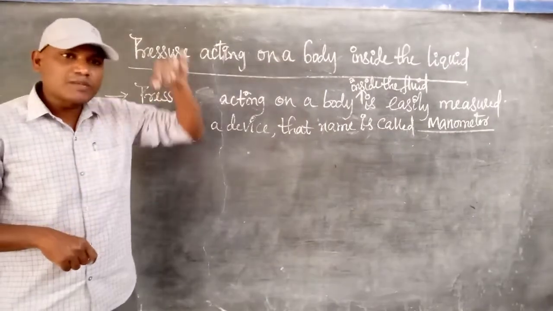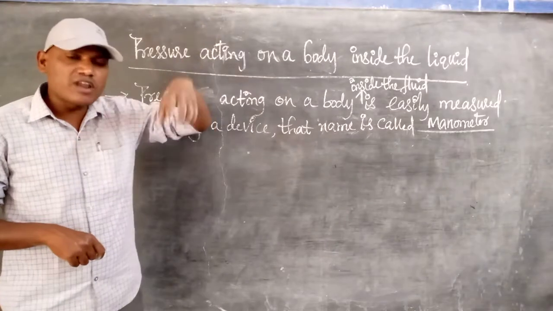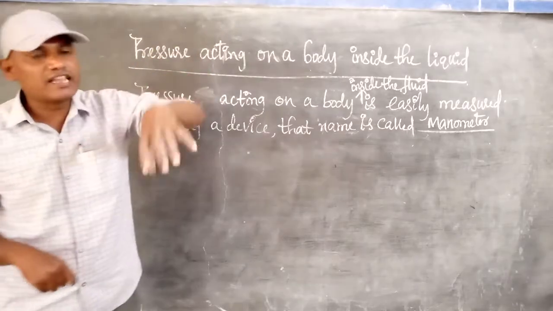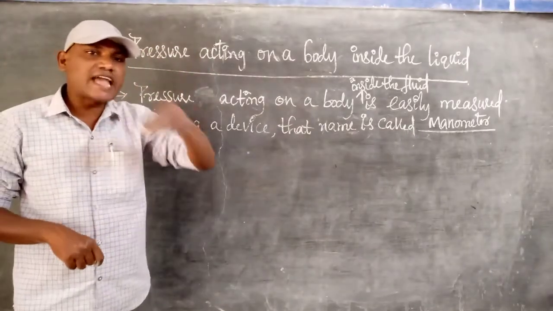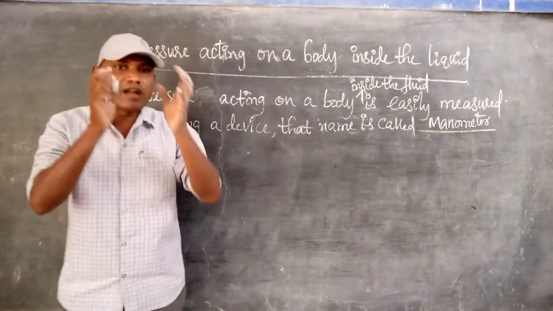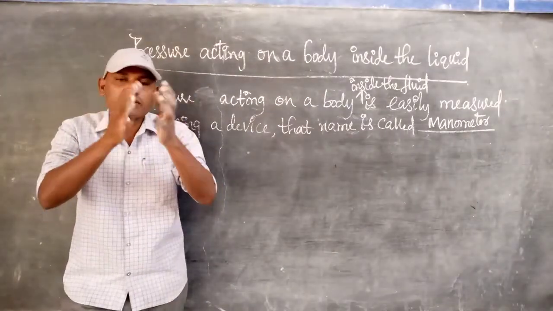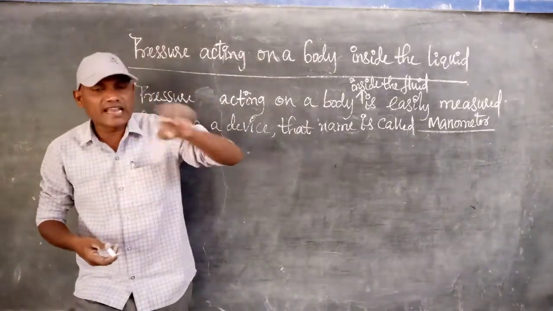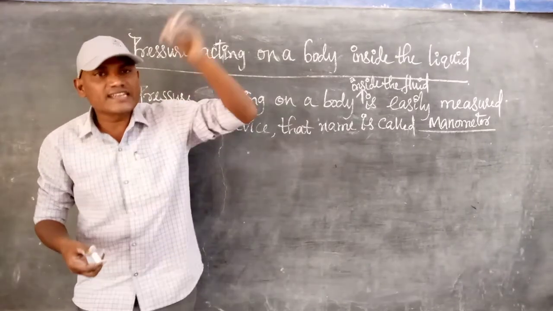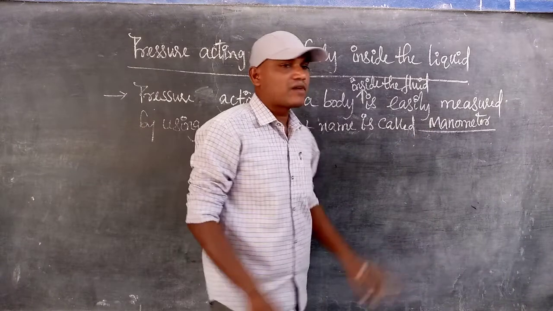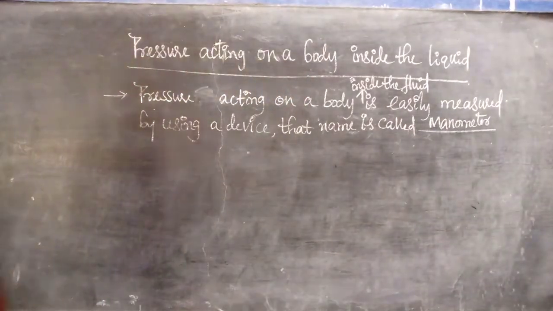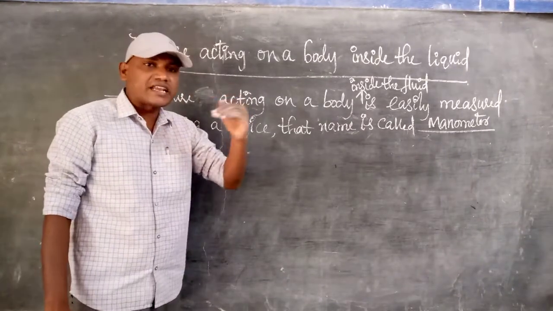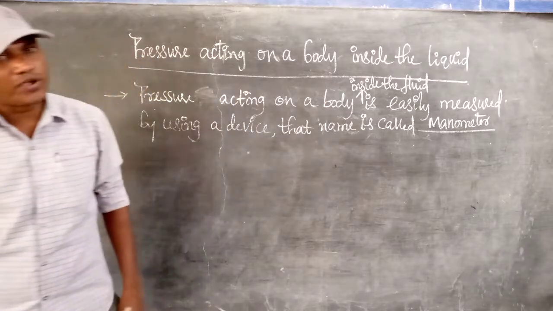But what is the pressure acting on a body when the body is kept inside a fluid, that is, in a gas or in a liquid? At that time, how much pressure is acting on the body? For example, one iron object or any material object we can keep inside the liquid or inside the gas. How much pressure is acting on the body we can find easily with the help of the manometer. That's why the manometer is the device.